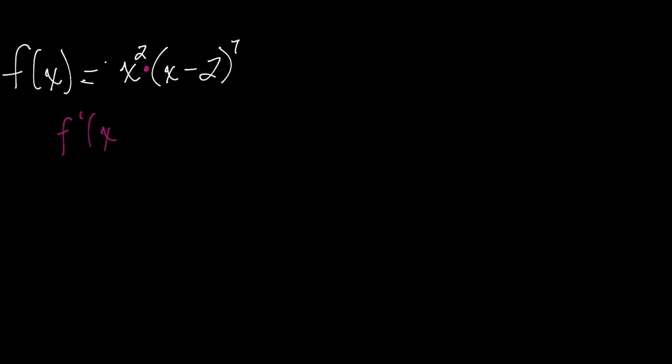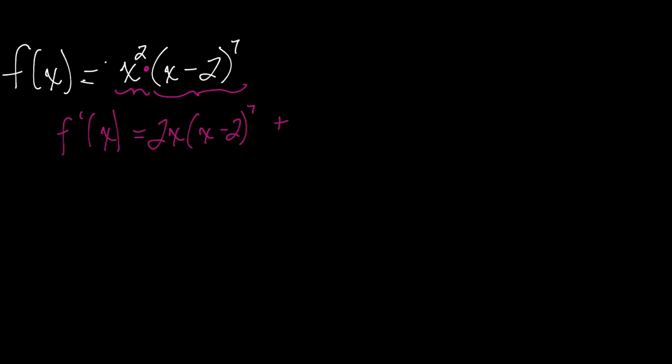I'll leave that as red, pink. So the derivative of x squared, well, that is 2x. And I'm just multiplying it by the second function. So this is one function, this is another function. Next, we're going to add that to the derivative of the second.